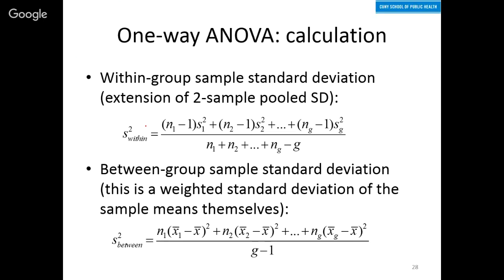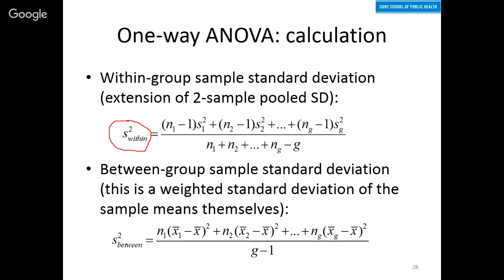So in order to perform an ANOVA, there are these two different variances that we calculate. Remember, ANOVA stands for Analysis of Variance. Well, there are two different variances that we calculate. One is the so-called within group variances. So this is the variability of individuals within each group.